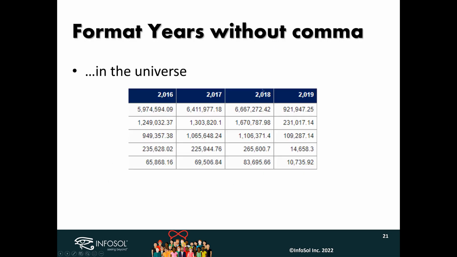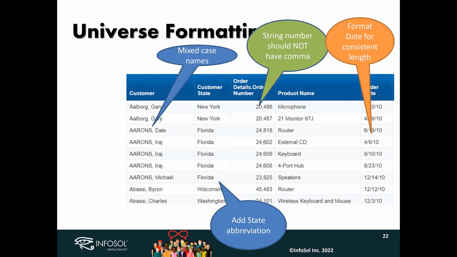Notice the year here. The report writer should not have to format the year every time to remove the comma in there. That should be done on the universe side. In this case, notice how the data has mixed case here. That could be fixed at the universe level so that the report writer doesn't have to fix that. Customer state, you could add a state abbreviation in here, which would make charting a lot easier.